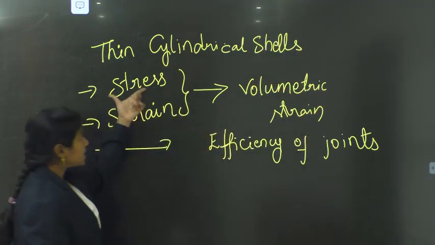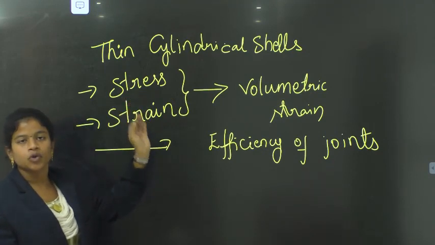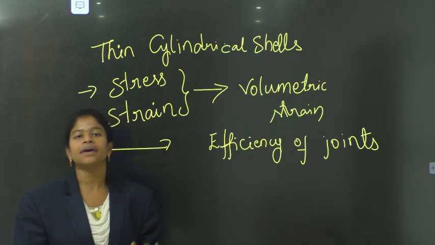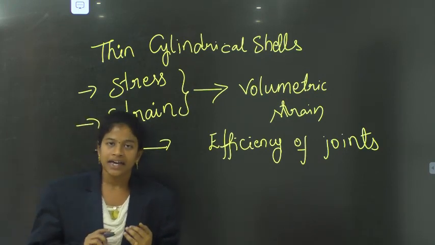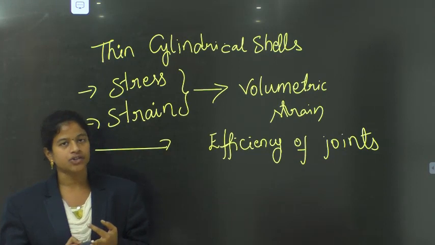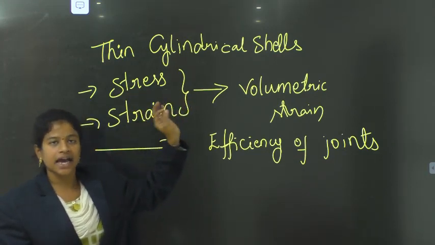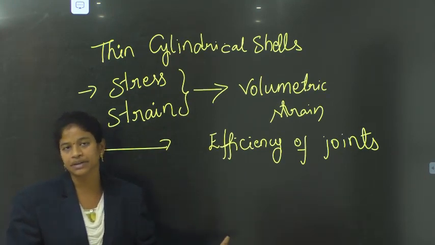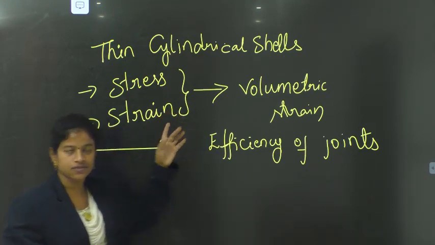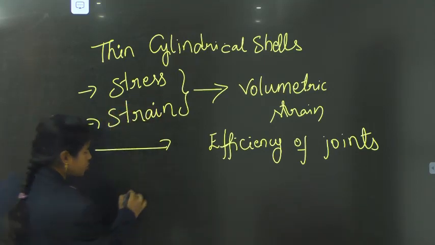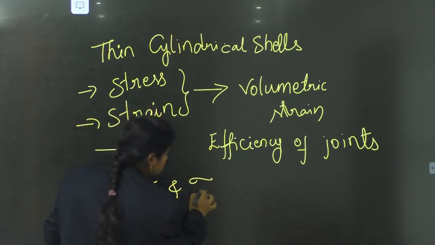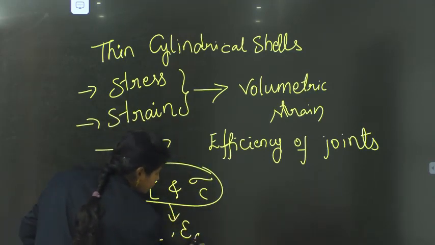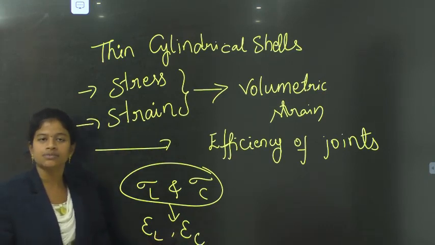In the stresses, we observed two types: hoop stresses and longitudinal stresses. Generally, every cylinder may have three types of stresses: radial pressure, hoop stress and longitudinal stress. But in thin cylinders, I am excluding radial pressure because its variation is negligible. So we consider only longitudinal stress and hoop stress, and the corresponding longitudinal strain and the hoop or circumferential strain. These two terms only we will use.